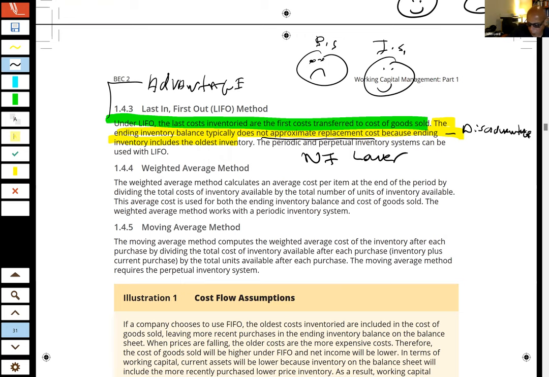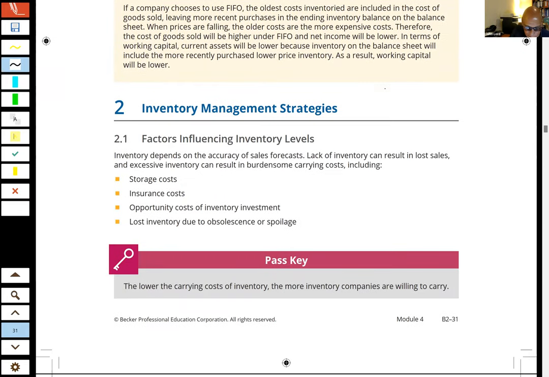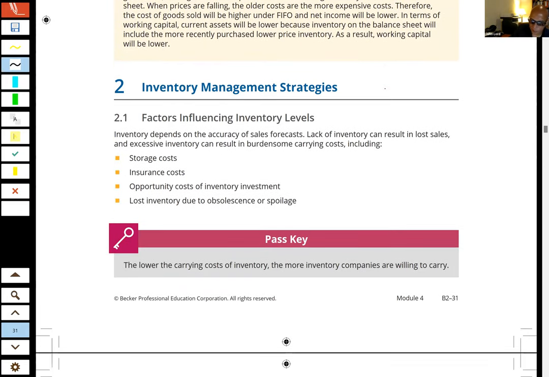Now, since we're in this module and we still have some time, why don't we go ahead and finish up this module that we're in right now. That was module two. So let's look at factors that will affect inventory.